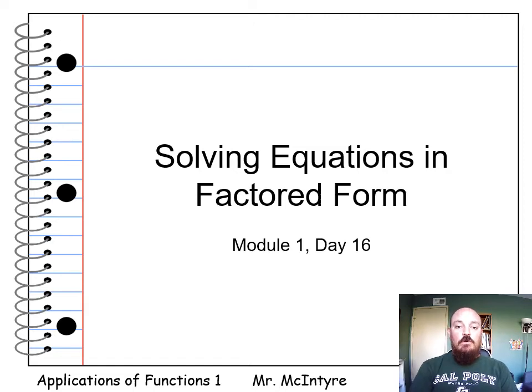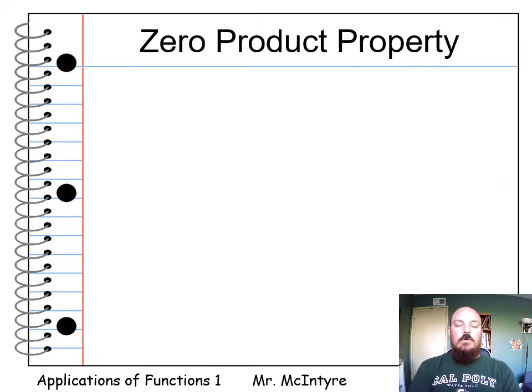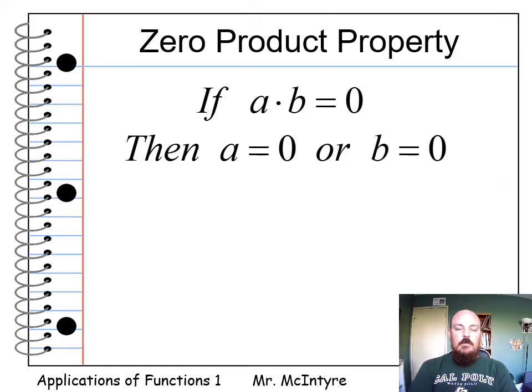Today we're going to talk about solving quadratic equations that are in factored form, and we're going to start with something called the zero product property. So this is what the zero product property says.